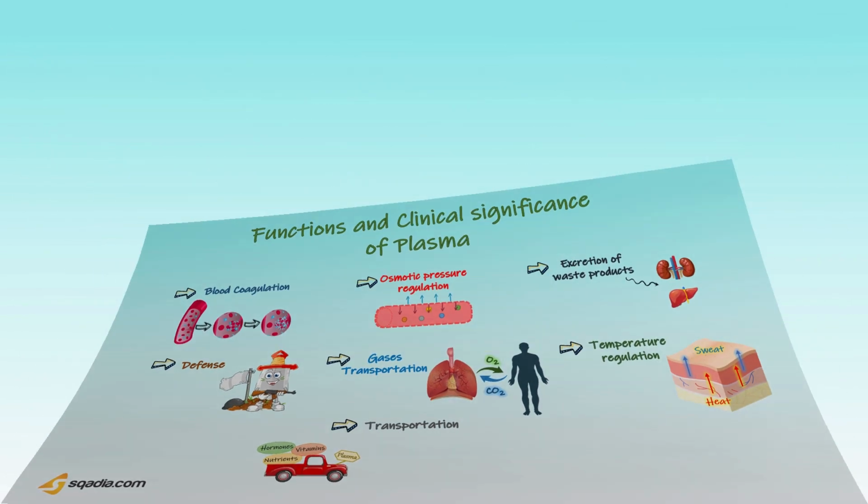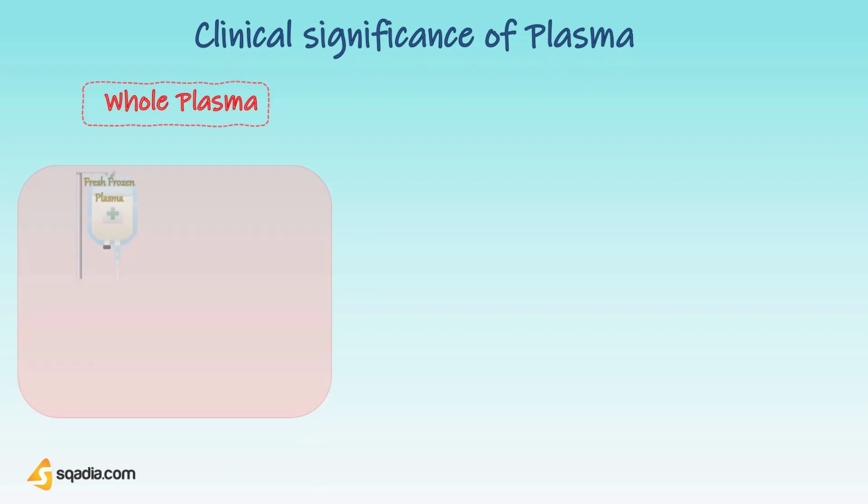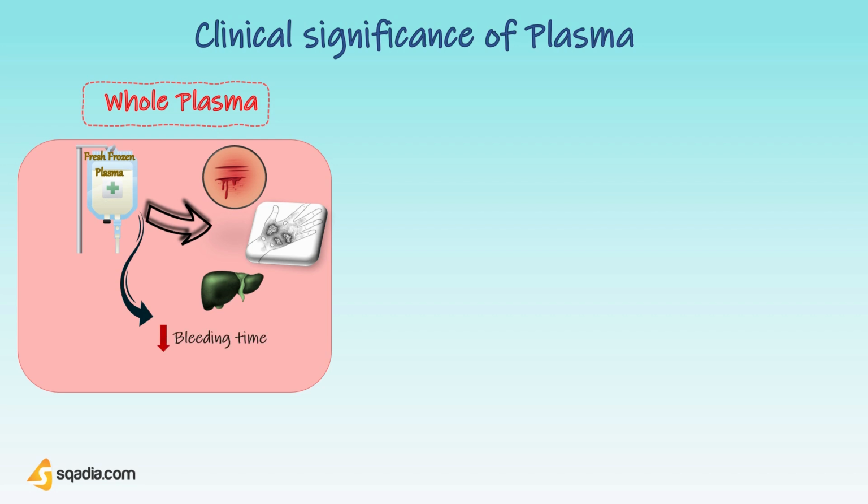It is used in the form of whole plasma. Fresh frozen plasma is indicated in the treatment of massive bleeds resulting in shock, in burns and liver diseases. As in these conditions, the coagulants found in plasma aid in decreasing bleeding time and stabilize the patient. Fresh frozen plasma also plays an important role as an immediate and effective antidote for warfarin reversal. As warfarin is an anticoagulant, and plasma contains clotting factors to reduce its action.